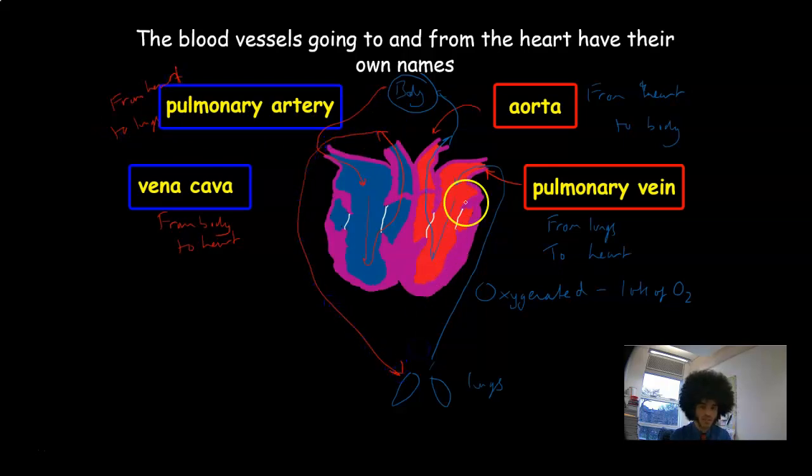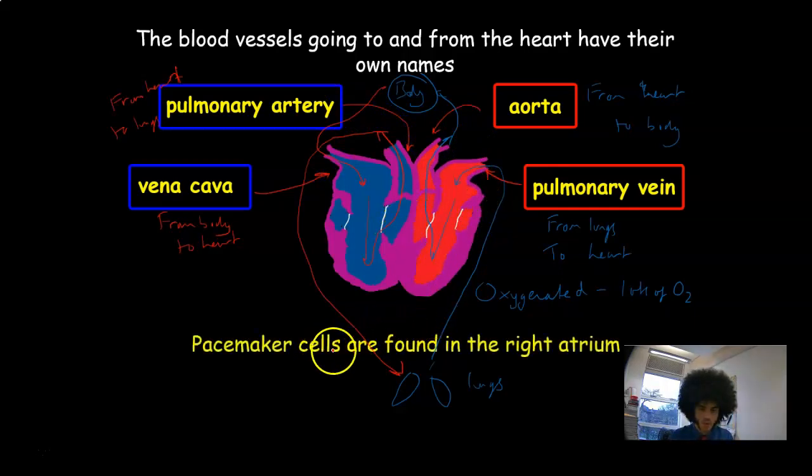more oxygen. Okay, so that's pretty much your route, and that explains nicely why it's called a double pump, because on the one hand it pumps blood to the body, and on the other hand it pumps blood to the lungs. So that's why it's called a double pump. Just to be clear, this is the vena cava, this is your pulmonary artery, this is the aorta, and that's the pulmonary vein.